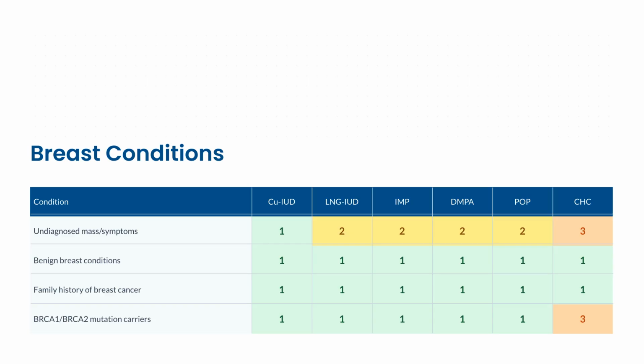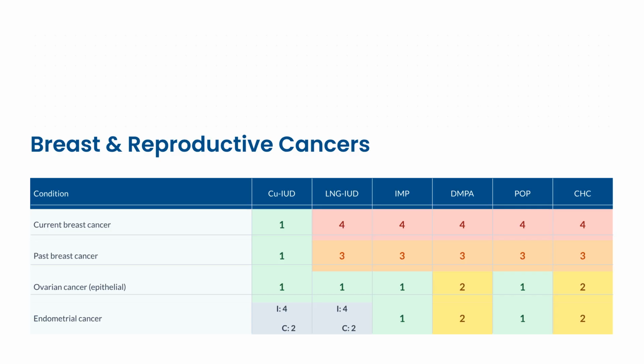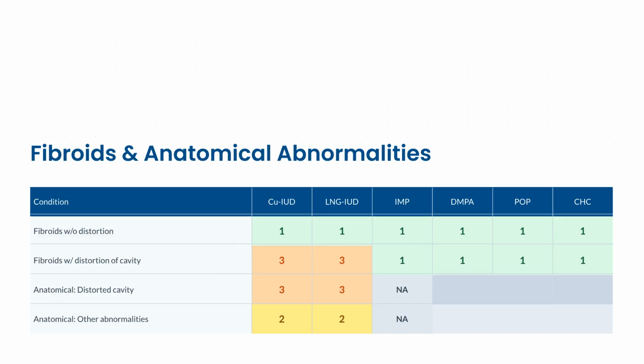The guidance for breast conditions is detailed here, distinguishing between benign disease and a history of breast cancer. This section summarizes the criteria for both breast and various reproductive cancers, providing essential safety data for clinical practice. The UKMEC also provides evidence-based recommendations for managing fibroids and anatomical abnormalities of the uterus.